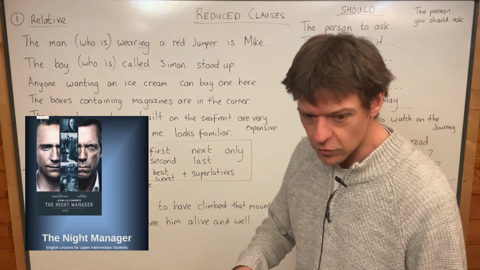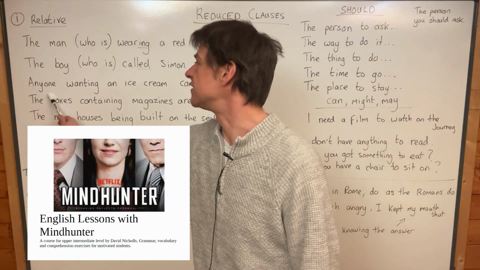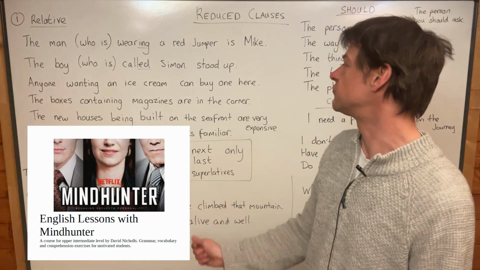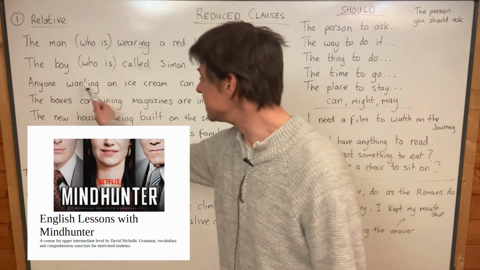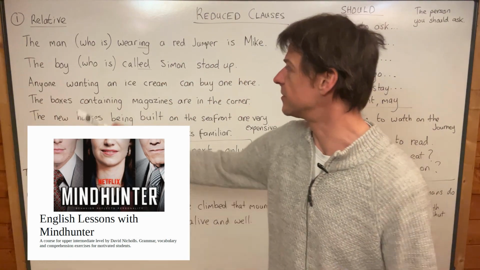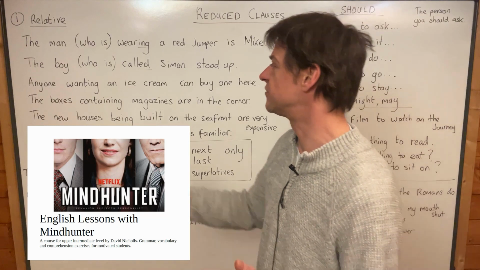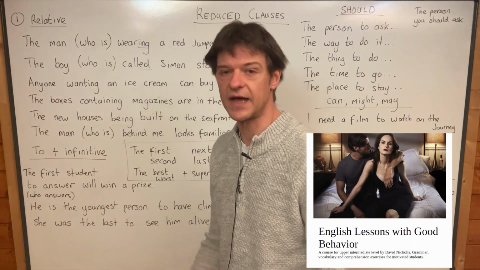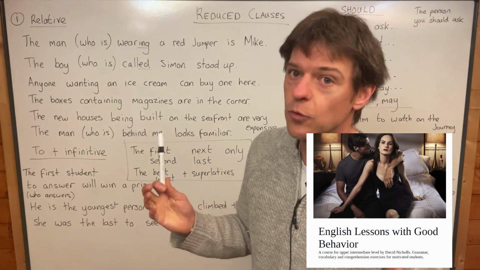Now, something that's important with this grammar, and that might surprise you, is that we can do this. Anyone wanting an ice cream can buy one. Here, this wanting an ice cream describes the anyone, so it's just like these two participles. But the reason why you might think this is strange is that we don't say anyone who is wanting. We say anyone who wants.